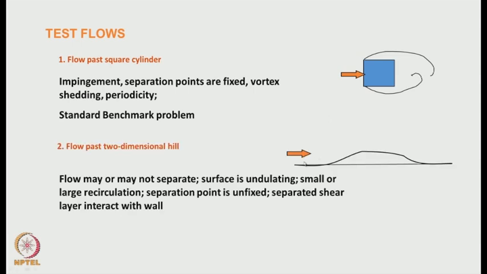This is a standard benchmark problem. Another case is flow past a two dimensional hill. Again the incoming flow is from left. This has a slope and depending on the slope the flow may separate. If it separates, it comes back and reattaches downstream somewhere here. That depends on the slope of the front portion. If it is not separating, then it follows the geometry and then flows afterwards. This geometry also can be thought of as an undulating surface.